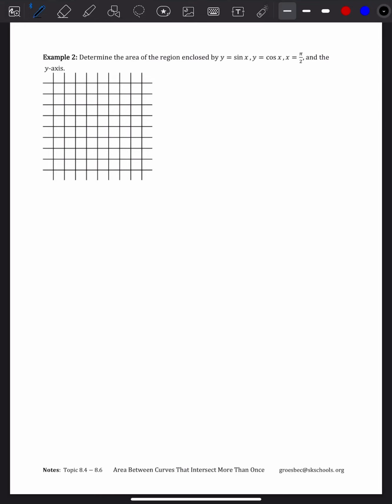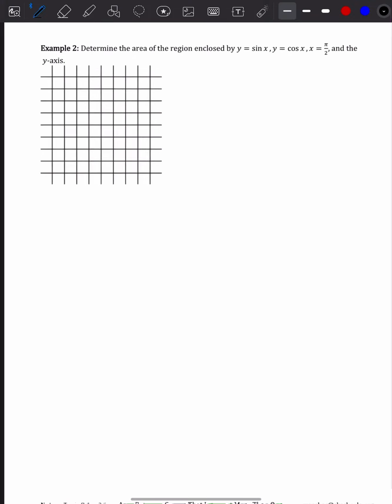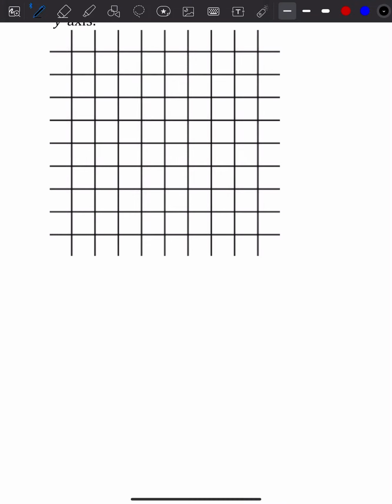Our last problem here is: determine the area of the region enclosed by y equals sine of x, y equals cosine of x, x equals pi over 2, and the y-axis. So I need the y-axis, so I'm going to go ahead and use the edge of this tiny graph paper that we have here. So this is going to be x, this is going to be y.